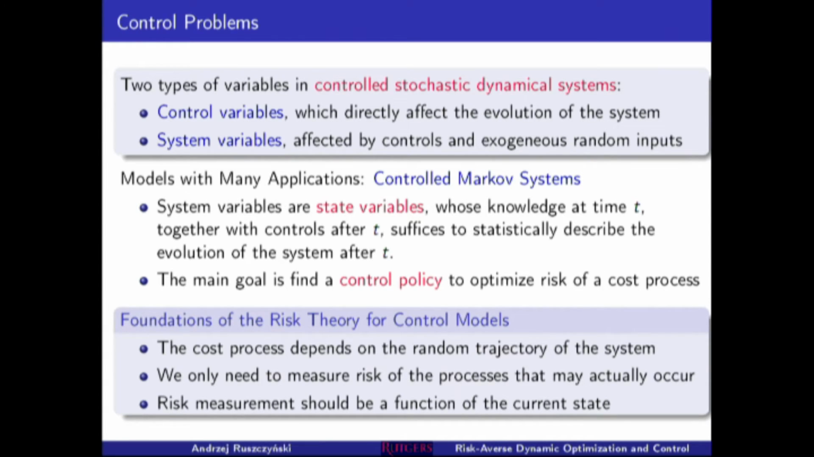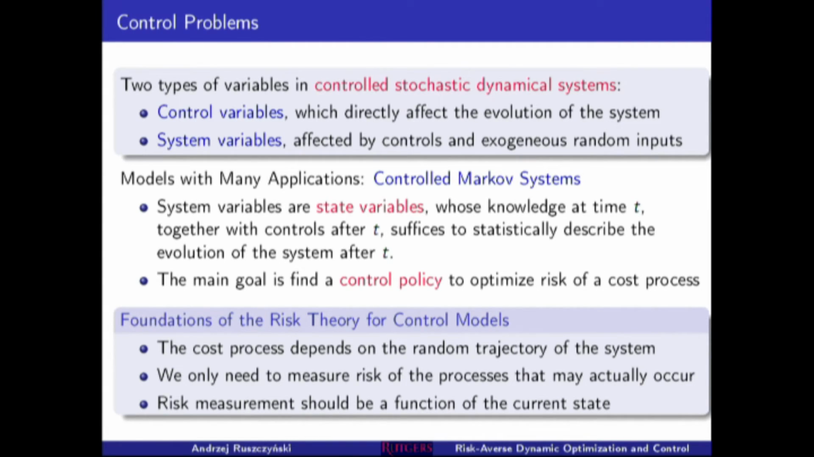Now, we want to use risk measures for this kind of problems. And before I start with some formulas, I want to make three very simple observations, but I'm absolutely convinced that if you just take out of this talk these three observations, then I'll be already successful, okay? The first thing is that the cost process depends on the random trajectory of the system. This is a trivial thing, okay? The system evolves randomly, and some costs are calculated.